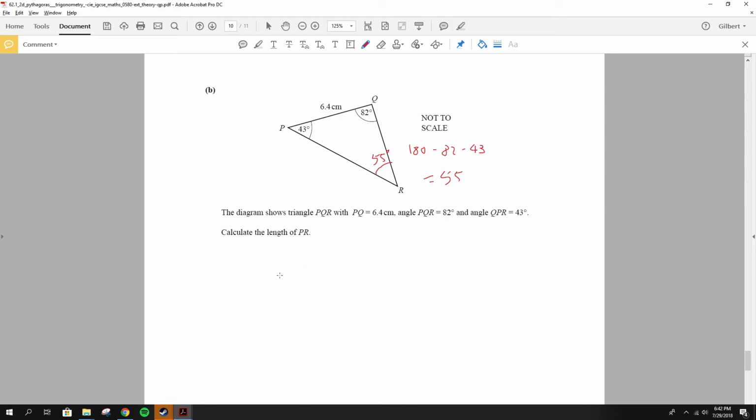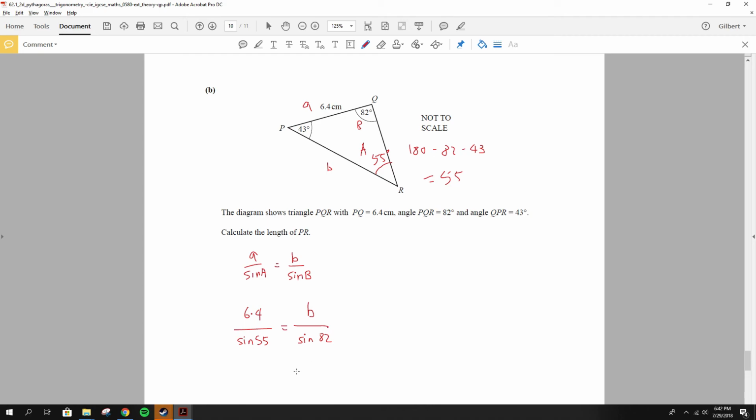Now, using your sine rule, because we want to find the length, we are going to use a over sine A equals b over sine B. Which will be our a? This will be a, and this is also a. This will be b, and this is also b, the length of PR. A is 6.4 over sine 55 equals b over sine 82.